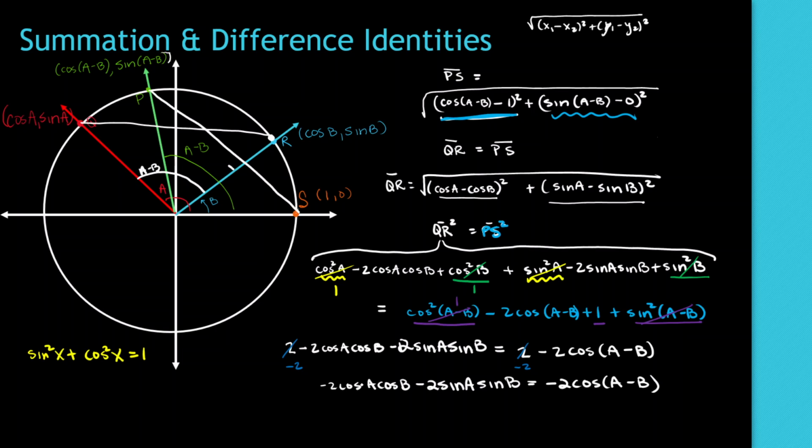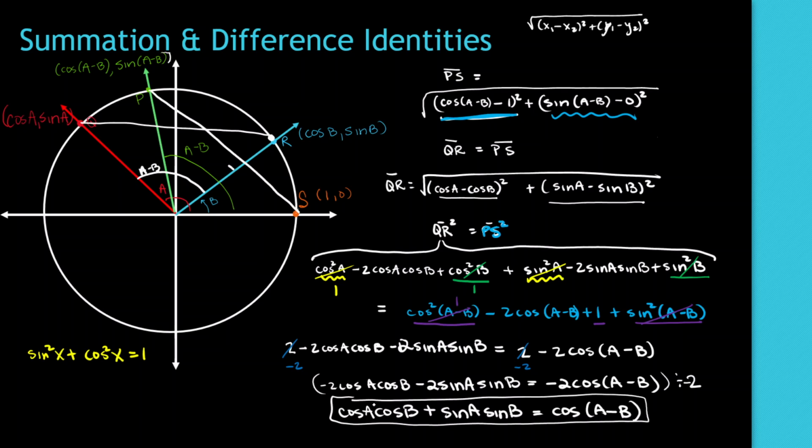So dividing everything by negative 2, I now have cosine A cosine B plus sine of A sine of B equals cosine of A minus B. So we have our identity.